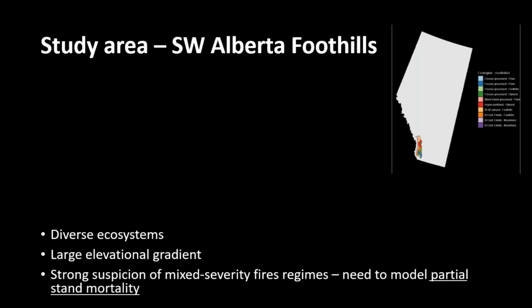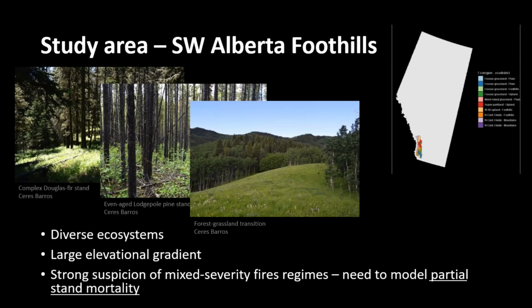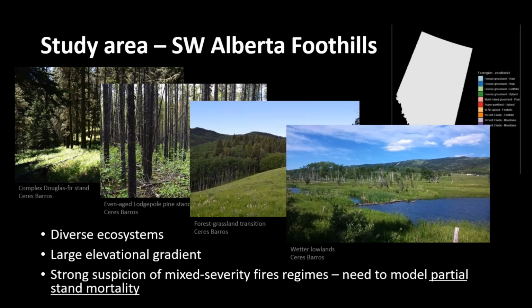And so again, just going very briefly, the study area is located in the southwestern Alberta foothills. Right here, it's pretty diverse with a lot of different ecosystems. It has a fairly large elevation gradient, and there has been a strong suspicion of mixed severity fire regimes. So it is important that we try to understand and model partial stand mortality in this landscape. Sorry, I should have skipped that slide before. So these are just examples of different types of ecosystems you can see in the field.